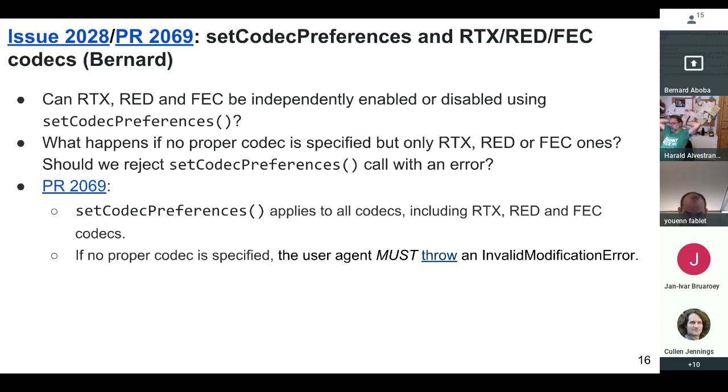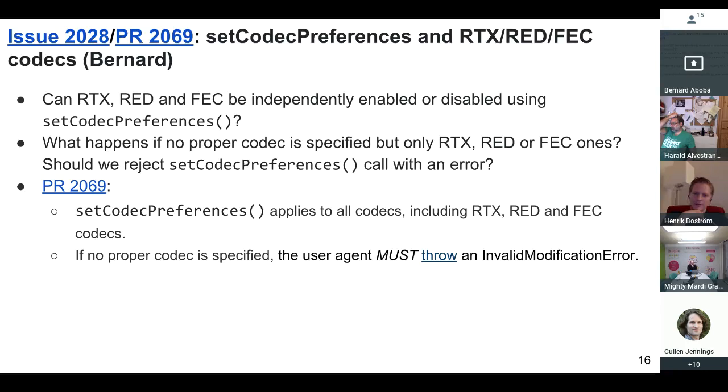Any objections to this? How would you reset the choices then? Like, get back to the default behavior? You can always set codec preferences with an empty list, then you get the default behavior. Right. So the error is only if you have RTX, RED, or FEC codecs in there. Right. Proper codecs. Yes.